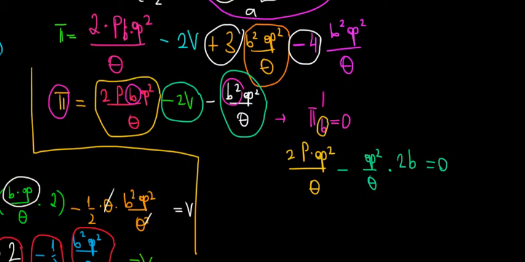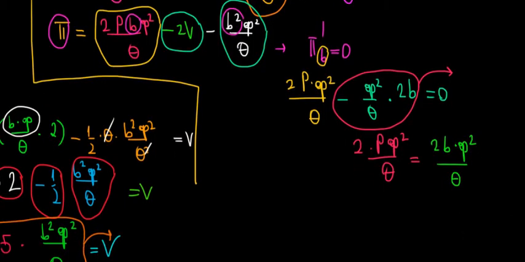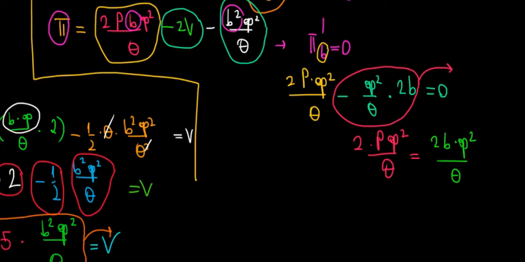Let's take the right term to the other side to compare it to the left term. So this one, take it over there, we're left with 2 times p times theta square divided by theta equal to 2 times b times theta square divided by theta. It's an equation, so we can work with that. We can cancel out quite a lot of stuff. Theta with theta, theta square with theta square, 2 with 2, meaning that the optimal bonus is going to be equal to the price. The optimal bonus is going to be equal to the price.